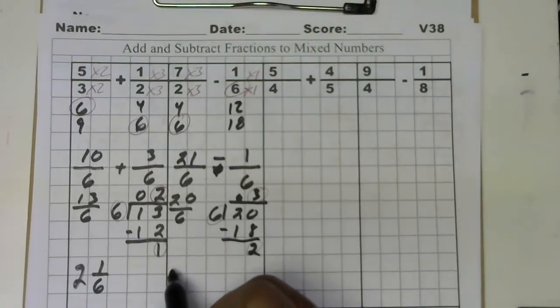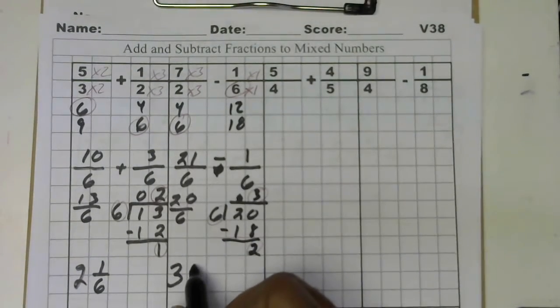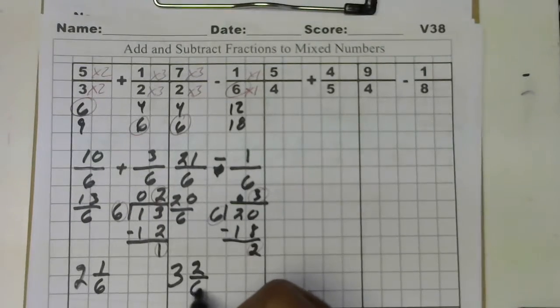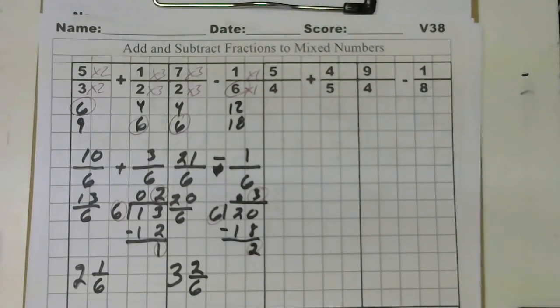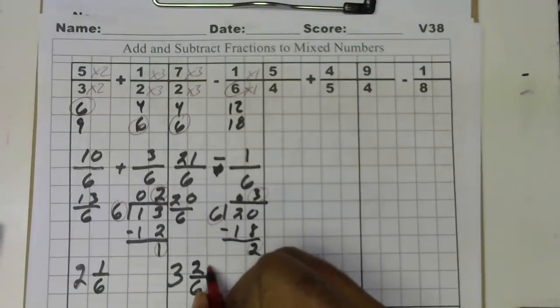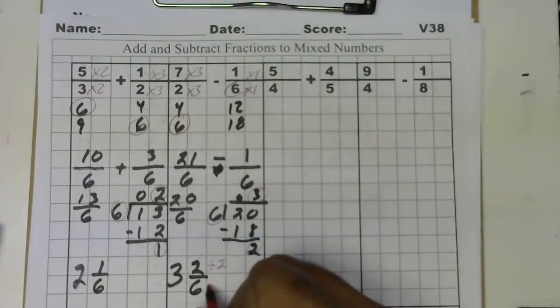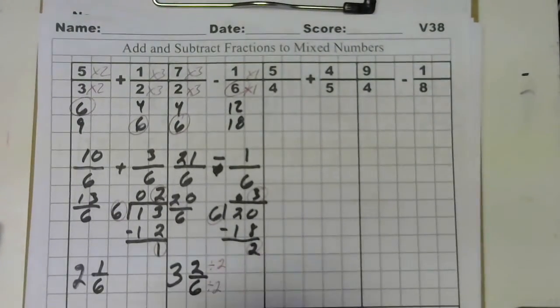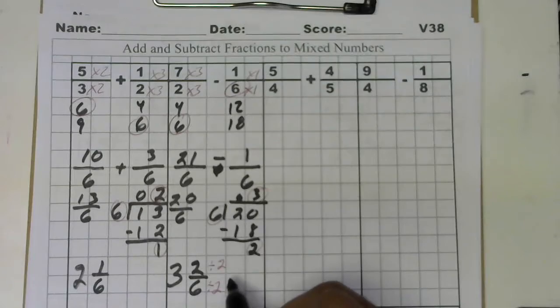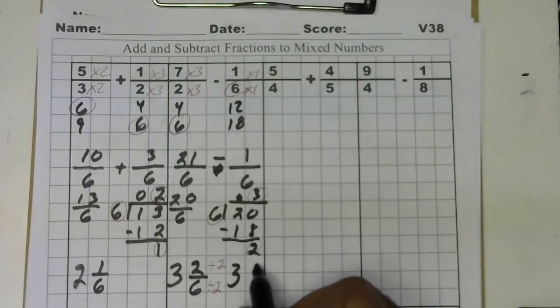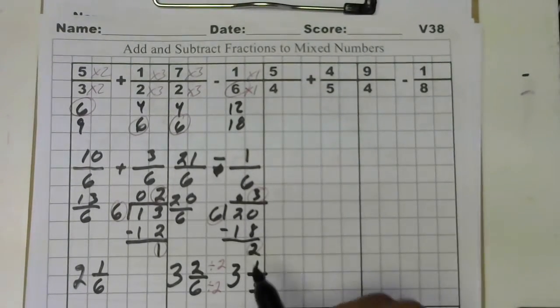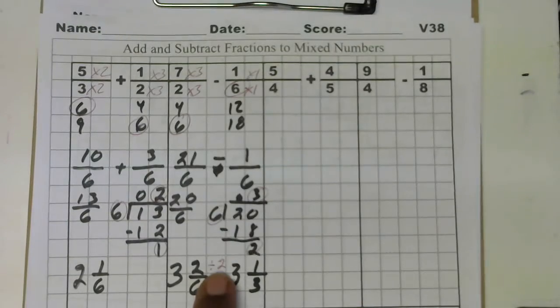So now we have a 3. Here's a 2. And there's a 6. Now this can be simplified. So we're going to divide both of these by 2. And we now end up with 3 and 1 third. 2 divided by 2 is 1. 6 divided by 2 is 3.